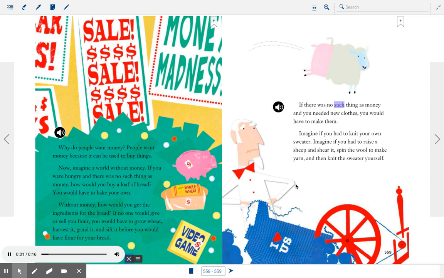If there was no such thing as money and you needed new clothes, you would have to make them. Imagine if you had to knit your own sweater. Imagine if you had to raise a sheep and shear it, spin the wool to make yarn, and then knit the sweater yourself. Think about what people would have to do if we didn't have money. It would be really difficult to get the things we needed or wanted without money.